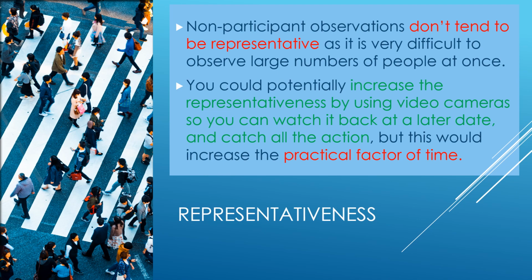Now, there are ways that you can improve the representativeness. Using cameras is a good way to do that. You can film everything that's going on in your environment from multiple angles, and because it's recorded, you can go back and watch one person at a time effectively, and get through all of those people. And therefore it is more representative, and you could cover a much larger number of participants that way.